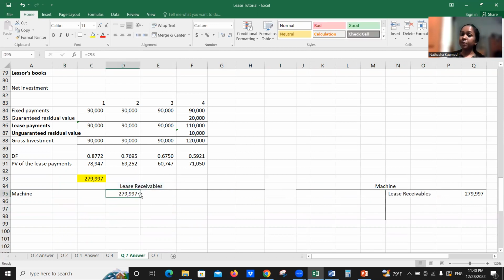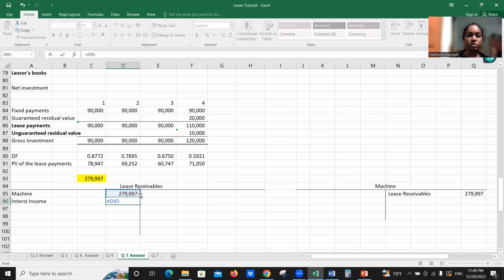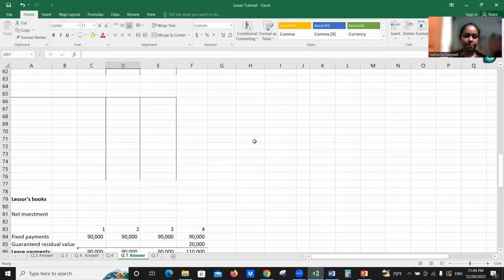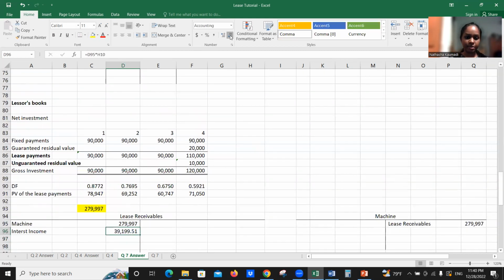Now in the lease receivables account, again you need to recognize lease interest income and the received lease installments. How to recognize the lease interest income? Very easy. For interest income, you multiply 279,997 by the rate, 14%. This is the lease interest.